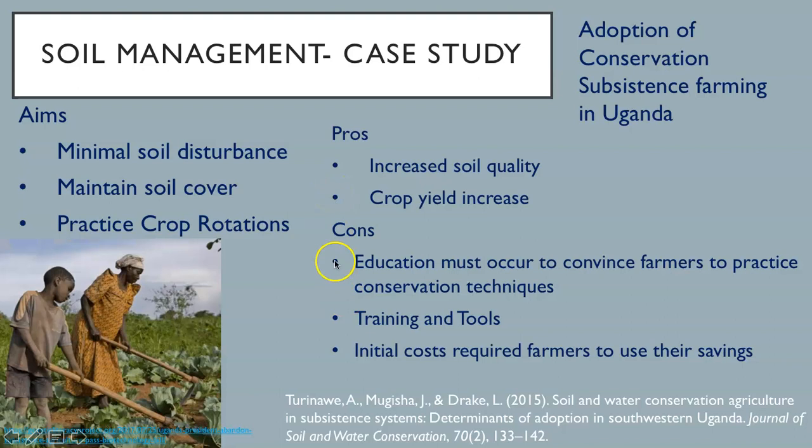However, there were some cons. Education must occur to convince farmers to practice conservation techniques. The farmers needed training and tools, and there were initial costs, which in this case required farmers to use some of their savings. Here is a summary of this subtopic.